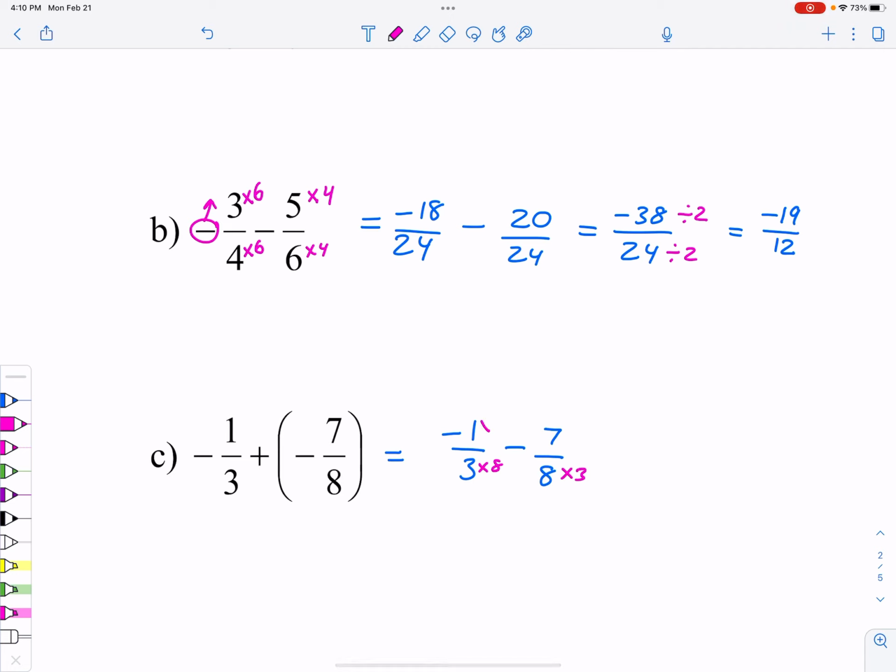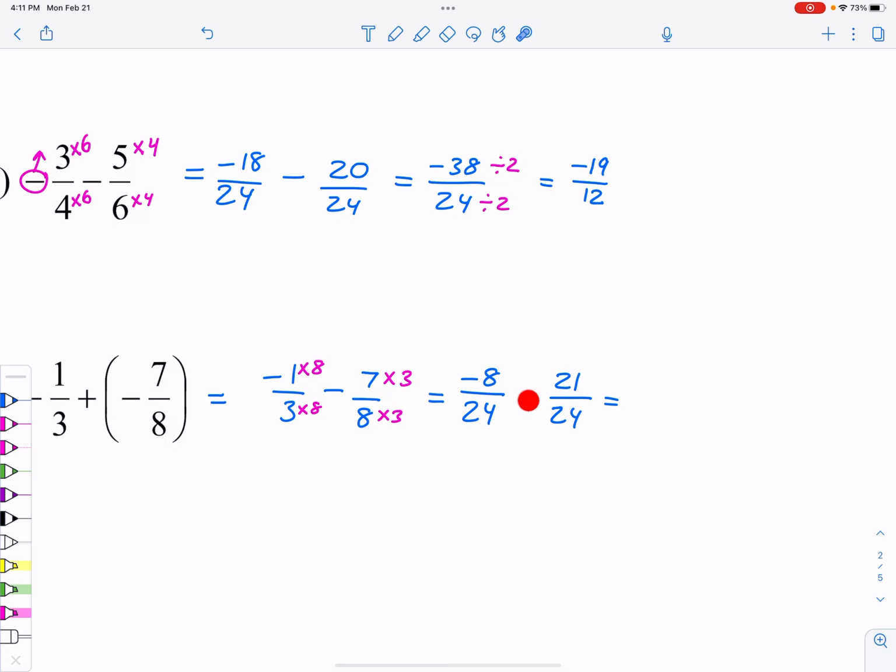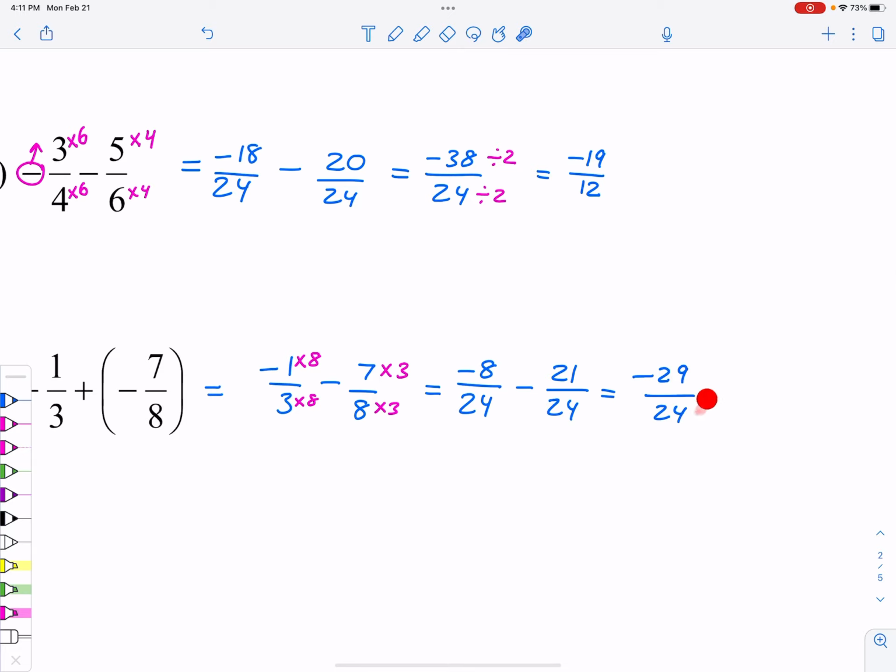And if I multiply this one by 8, I also have to multiply the top by 8. So that means that this top I have to multiply by 3. So I have negative 1 times 8, which is negative 8. And I have 3 times 8, which is 24. Then I have 7 times 3, which is 21. And 8 times 3, which is 24. So on the top, I have negative 8 minus 21. This means negative 29 over 24. And I can't reduce this one.